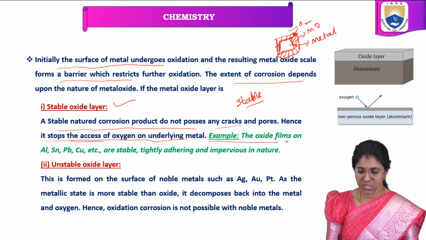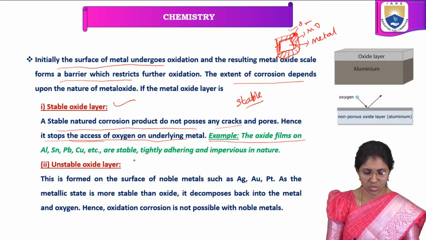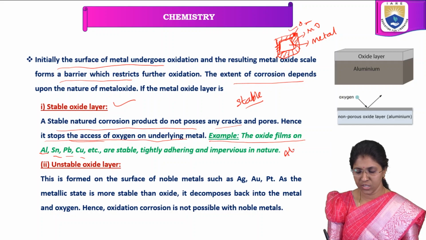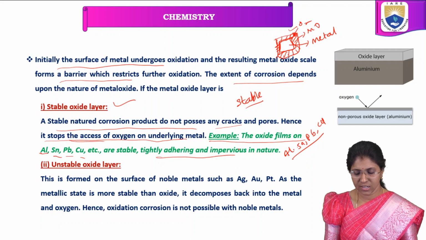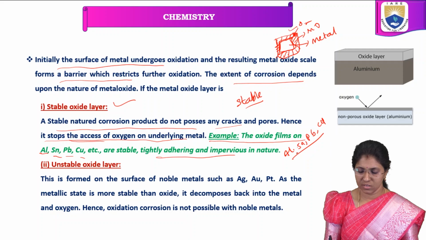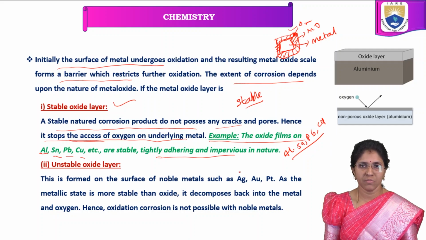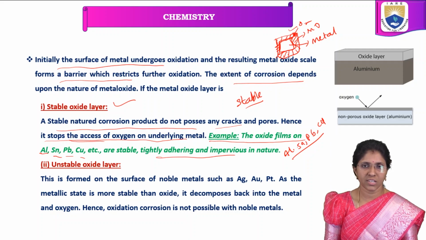Examples of stable oxide layers are the oxide films on aluminium, tin, lead and copper. These are tightly adhering and impervious in nature. The metals aluminium, tin, lead and copper form stable oxide layers, so they do not undergo any corrosion after forming this stable oxide layer.